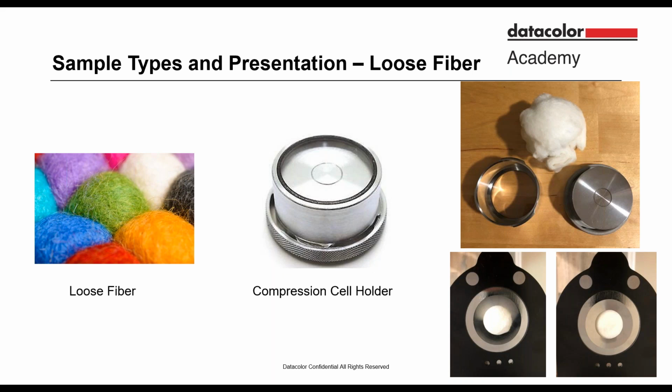The compression cell holder is made out of two parts. We place an exact weight amount of the fiber on the right side of the sample holder, and then we close it with a lid and close it tight, like you see in this image in the center. That way, the sample can be presented to the spectrophotometer without the bulging or protrusion in the sphere.